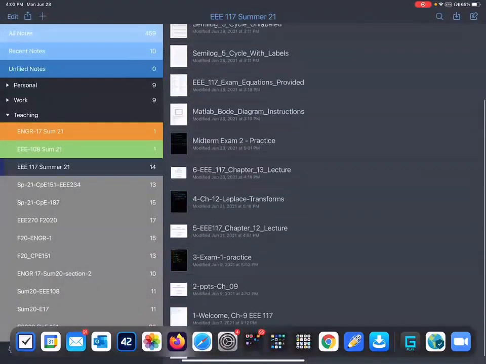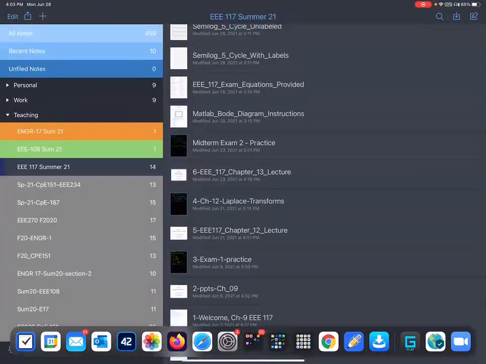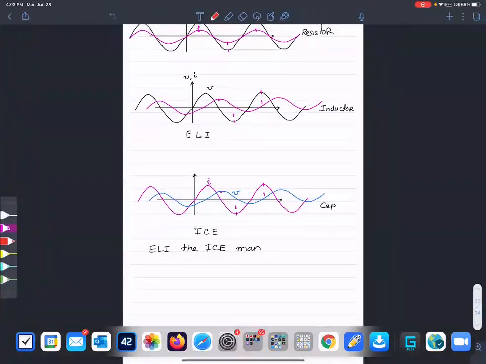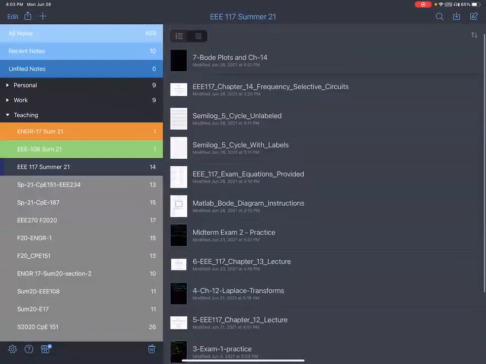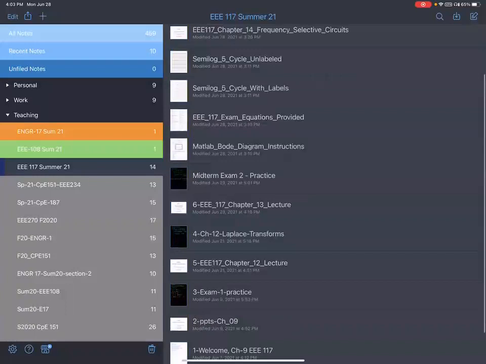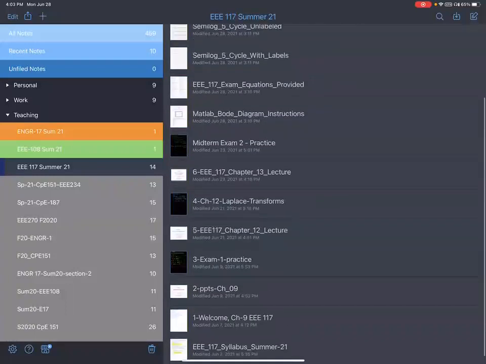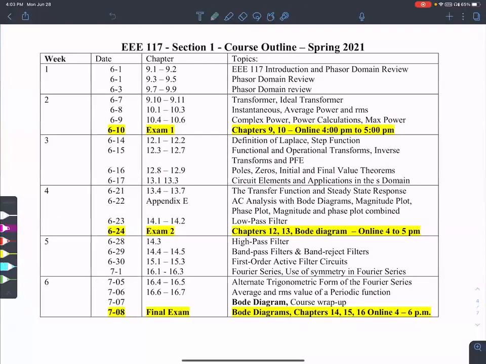So in that process, let me take a quick look at the syllabus, wherever that is. I swear I have seen it right here. Okay, so we are in week 5, meaning that we should start with frequency selective circuits, chapter 14. You should have completed Bode plots by now.